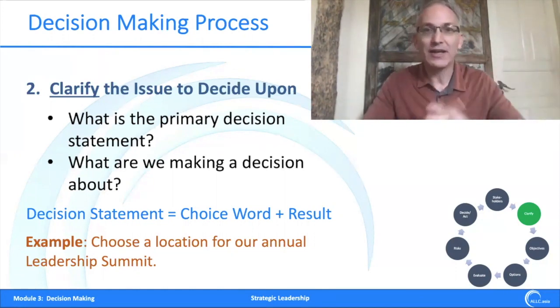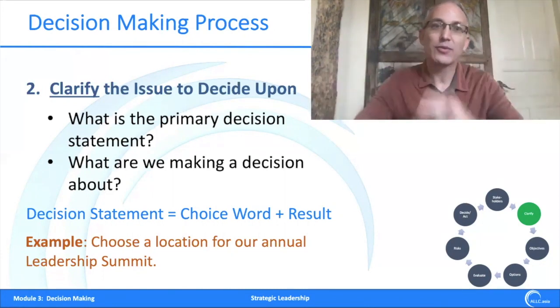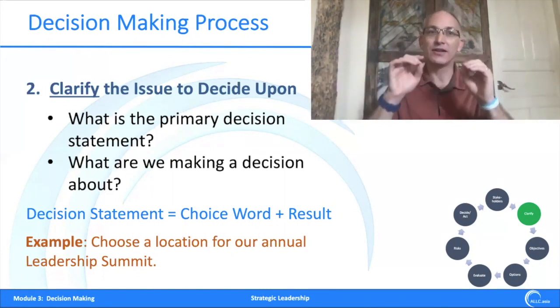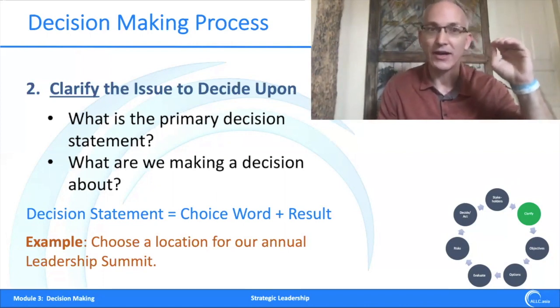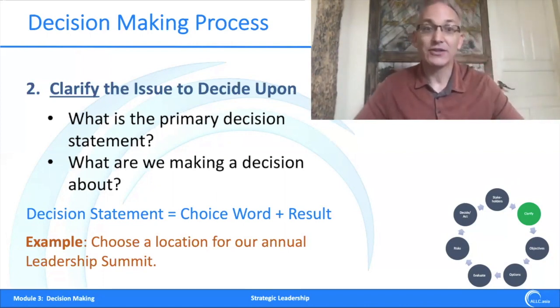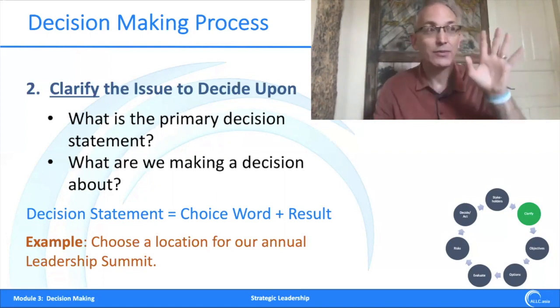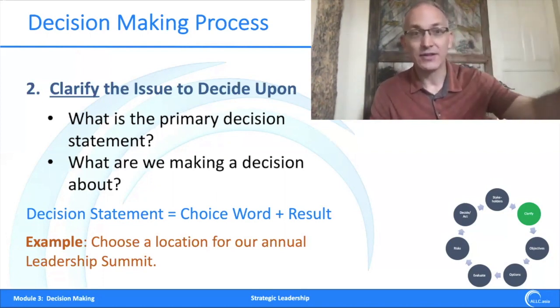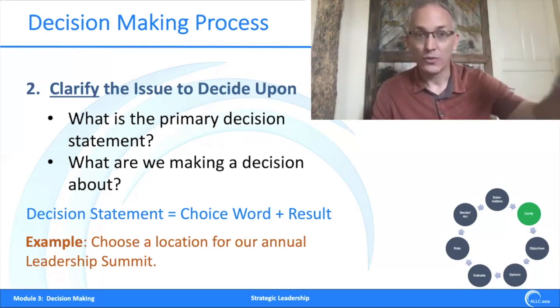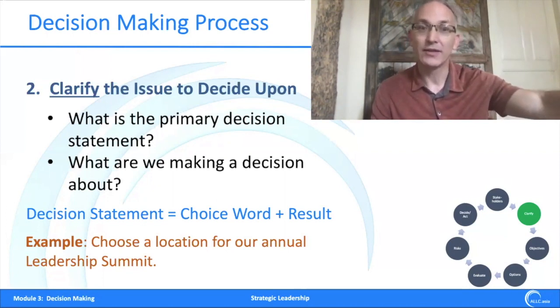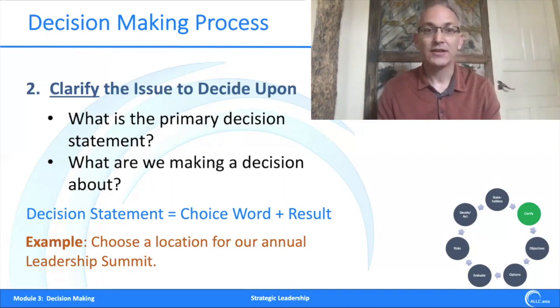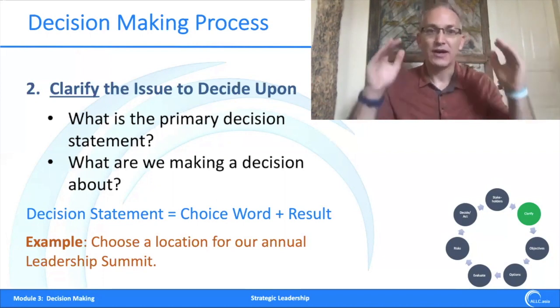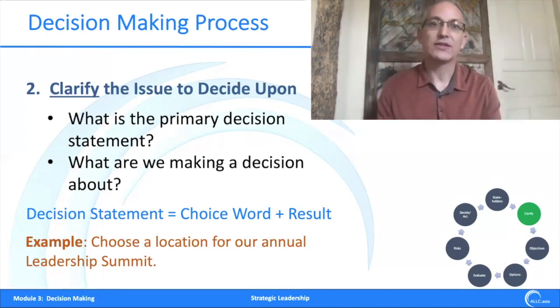So when you're trying to make a decision and you gather a group of people together, make sure you are very clear from the beginning of why are we here? What are we here to decide upon? And I would suggest that you actually take the time to write down a decision statement to clarify for the group, what is the primary decision that we're trying to make, right?